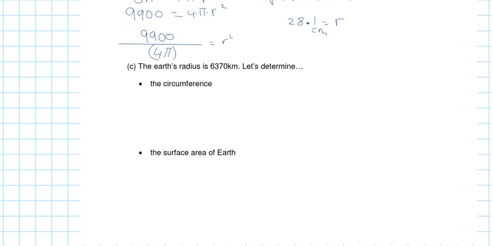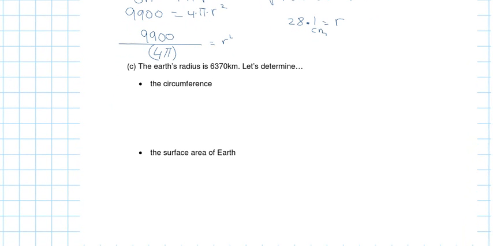Okay, the Earth's radius is 6,370 kilometers. Let's determine the circumference. If I'm determining the circumference, basically, if you draw a circle around the middle, that would be the circumference. So basically, I'm looking at the circumference of the equator.